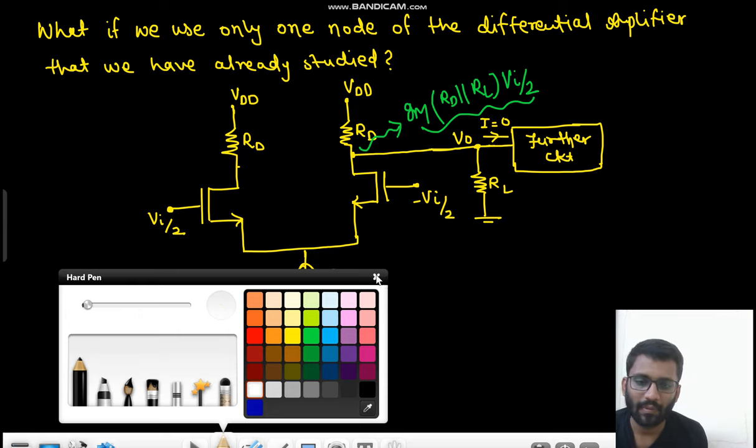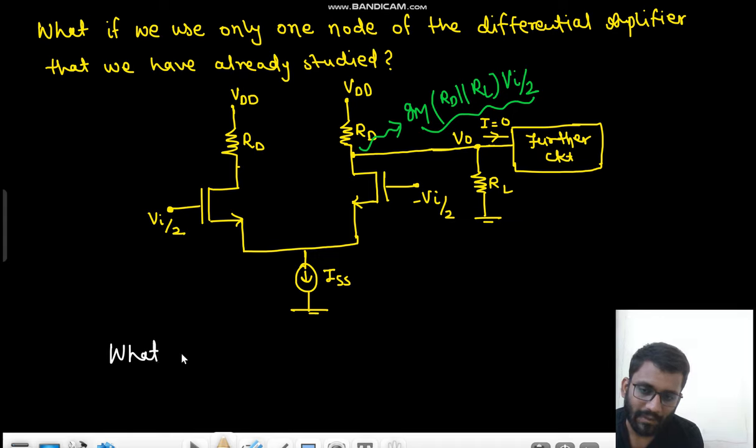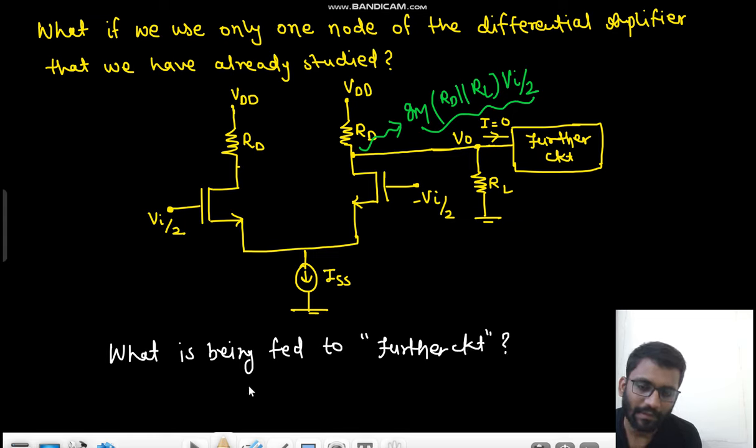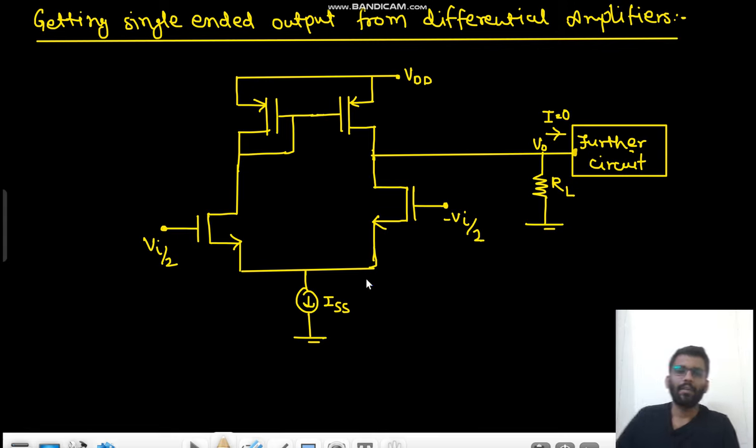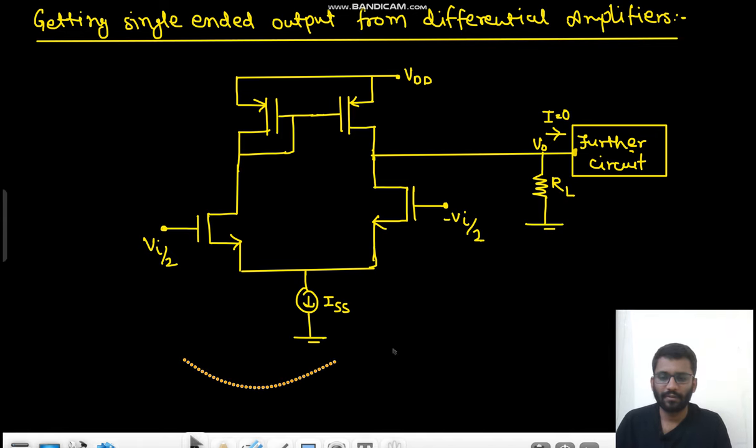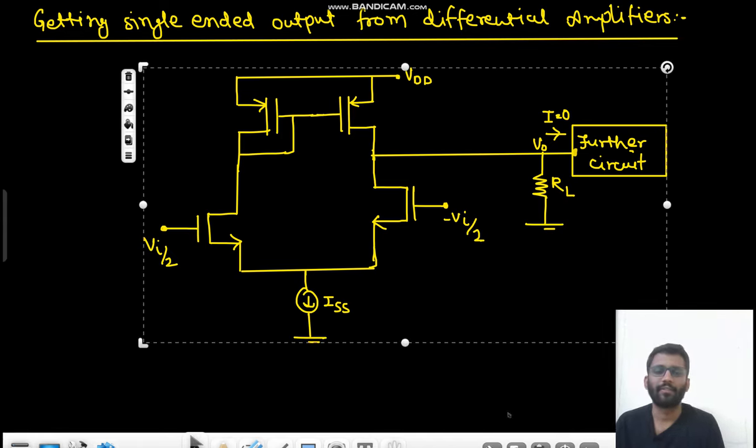So what is being fed to the further circuit is gm RD parallel with RL times Vin by 2. That is being fed to the further circuit, right? Now, in this one, what will be fed to the further circuit, that we will see in this configuration.